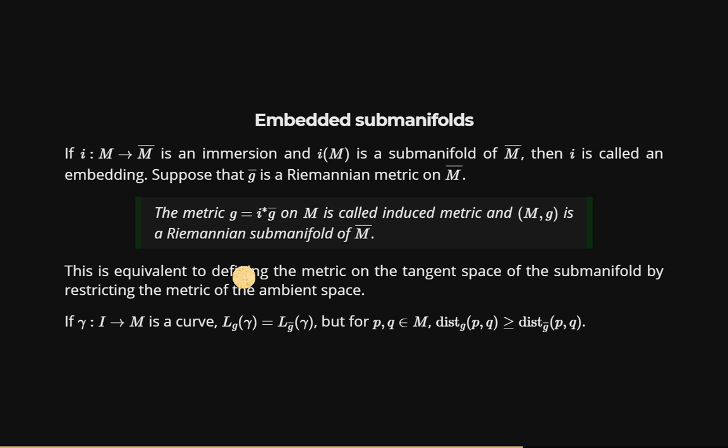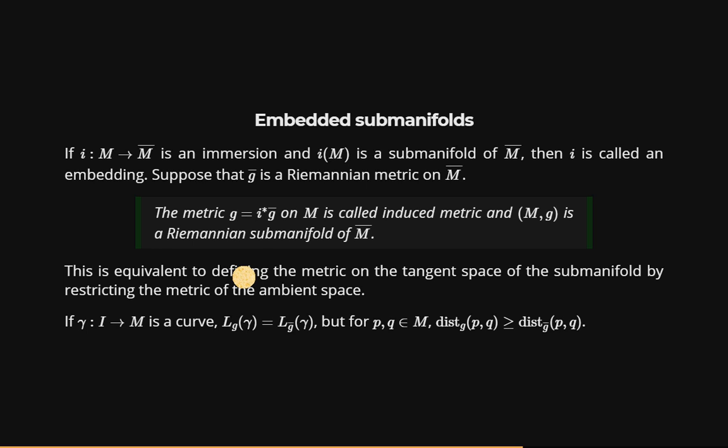The length of a curve on M will be the same if you compute it in the submanifold or in the ambient manifold. So if you take the sphere in Rn and you take the induced metric by Rn on the sphere, which is called the round metric because it's round, the length of any curve there is the length of a curve inside Rn, but the distances are different.